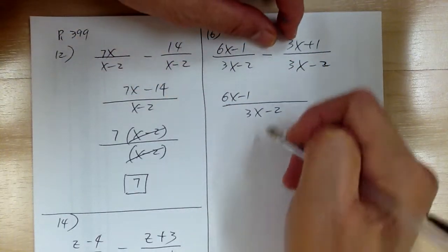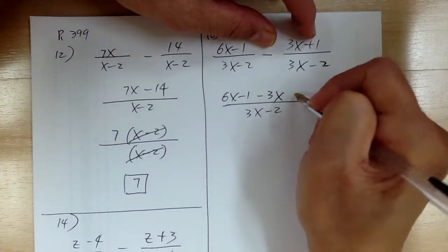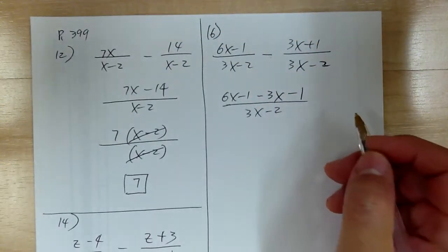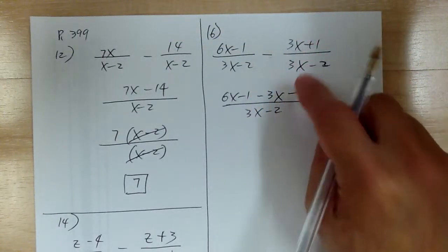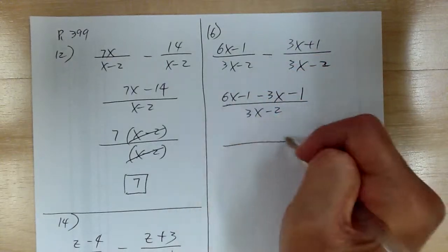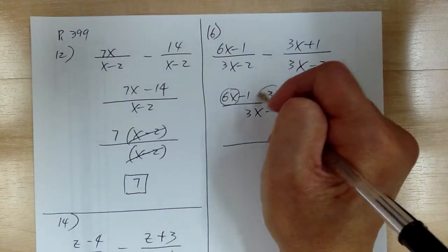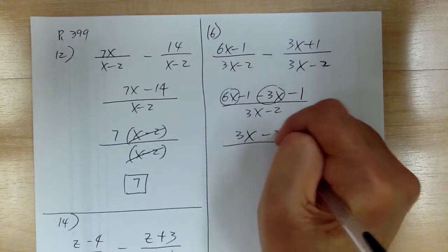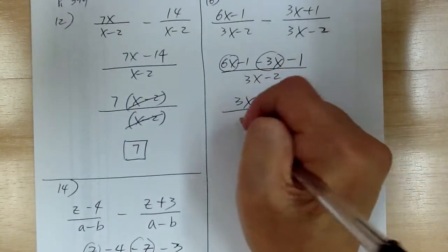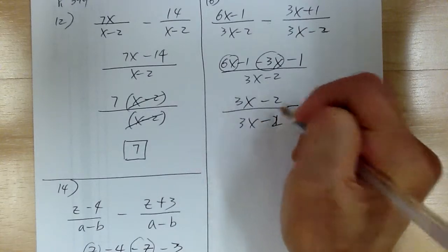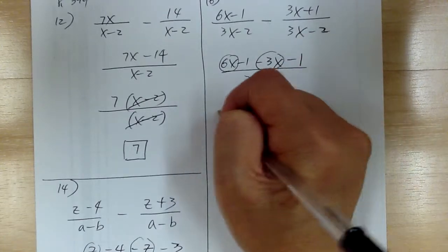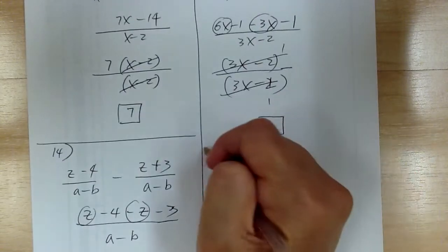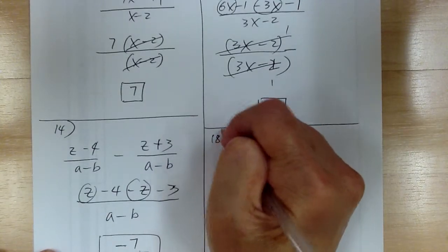Okay, now you have to do this, right? So it'd be minus 3x minus 1. You have to distribute. So you can watch this part over here. Now you can go and combine the like terms. So this one and this one will give you 3x. Minus 1 will give you minus 2. And then you can group them and you can cancel. So the answer will be 1. Okay, let's go to 18.